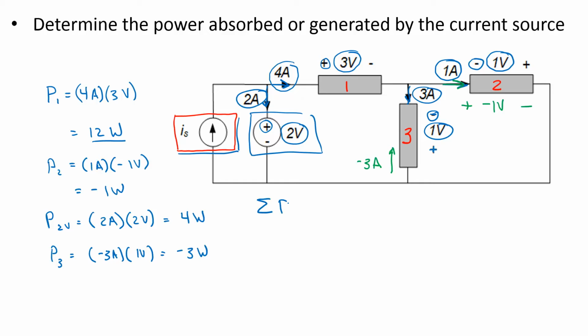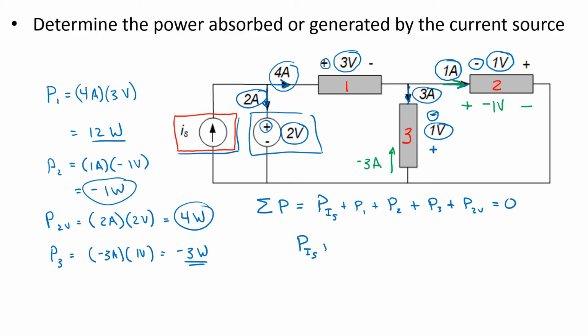So the sum of the powers of all the elements in the circuit are the power from that current source, call that PIS, plus P1 plus P2 plus P3 plus P2 volt. And by conservation of power, that has to add up to be 0. So PIS plus P1, which is 12 watts, plus P2, which is negative 1 watt, plus P3, which is negative 3 watts, plus P2 volt, which is 4 watts, is equal to 0.